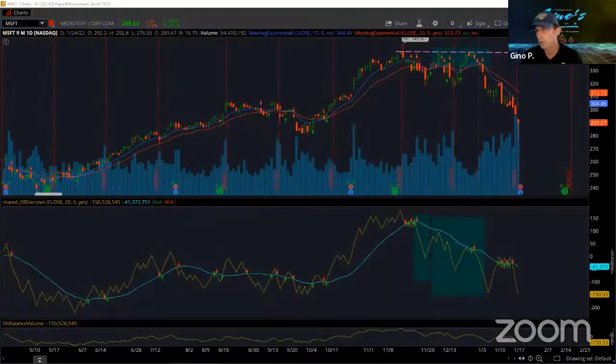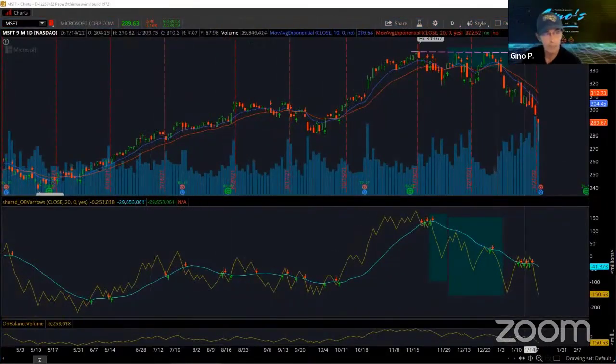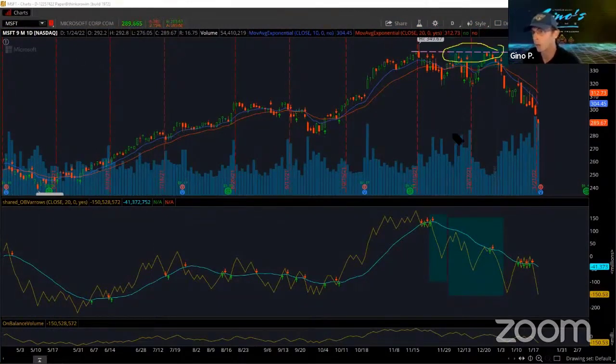Three more. Microsoft, a little pop quiz here. Why did Microsoft not break out? Because the volume was in a downtrend. It's below the 20-day moving average. Bear volume's dominating this. This is all short covering. Yep, that's what that's called.